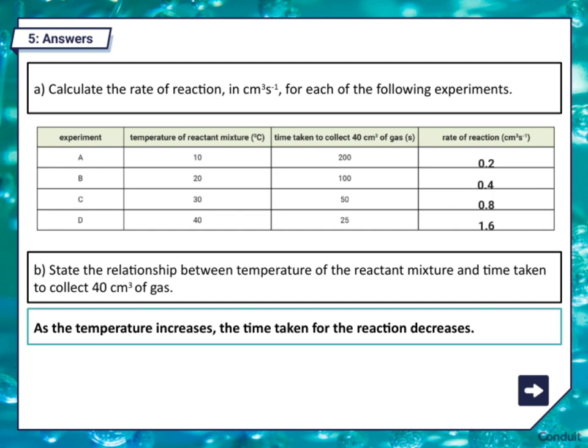As the temperature goes up, the time it takes to collect a set amount of gas goes down. They're inversely related. First, we calculate the rate of reaction by dividing the volume of gas collected by the time taken. Then, we see that higher temperatures mean faster reactions because the molecules move more quickly and collide more often. This slide helps us connect temperature directly to reaction speed.